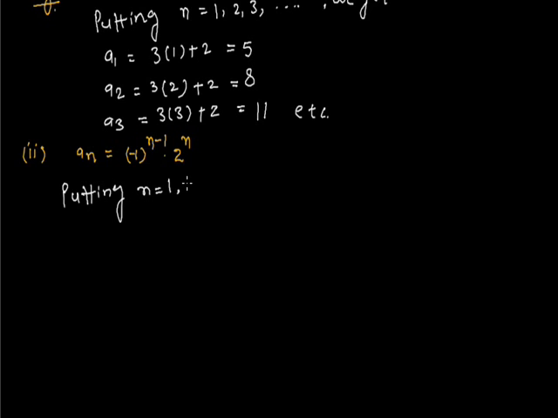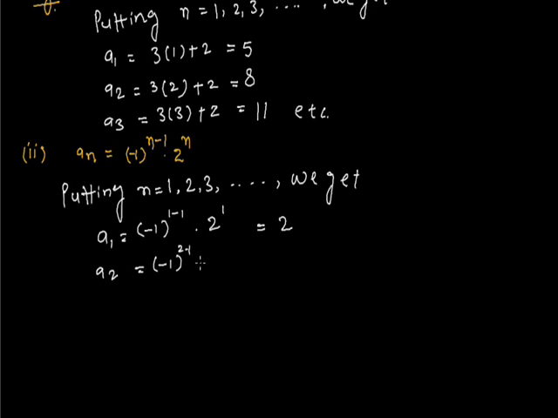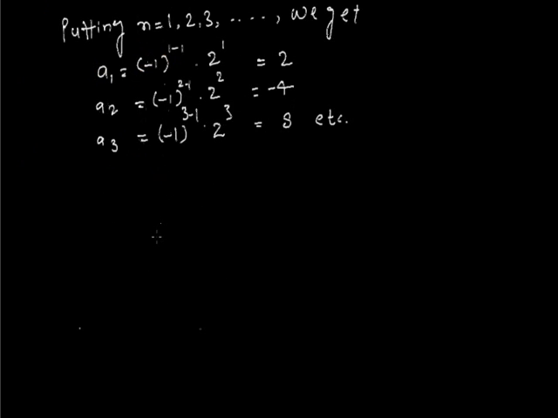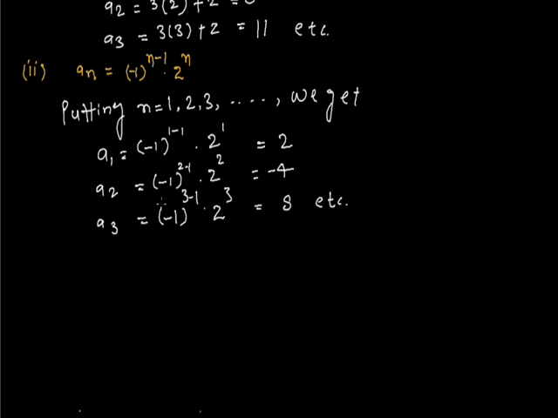If we take another example of a sequence and put n equal to 1, 2, 3 and so on, we get a1 equal to minus 1 to the power 1 minus 1 into 2 to the power 1 equal to 2, a2 equal to minus 1 to the power 2 minus 1 into 2 to the power 2 equal to 4 minus 4, and a3 equal to minus 1 to the power 3 minus 1 into 2 to the power 3 equal to 8, etc. This nth term also forms a sequence.